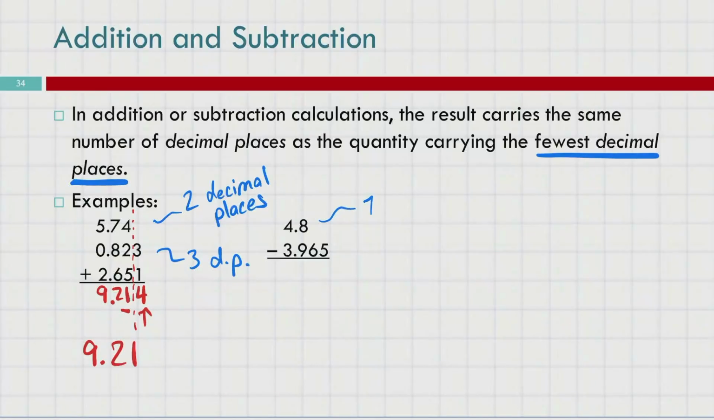We'll do the same thing for our other example. 1 decimal place is smaller than 3 decimal places, so our answer will have 1 decimal place. We do 4.8 minus 3.965, 0.835. We round at that 8. The 3 says, drop me. So 0.8 is our answer there.